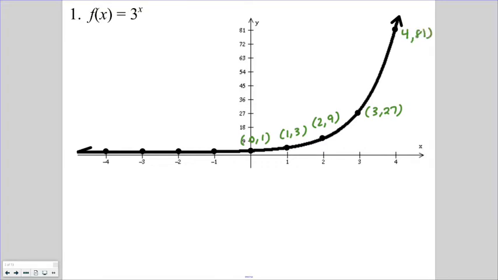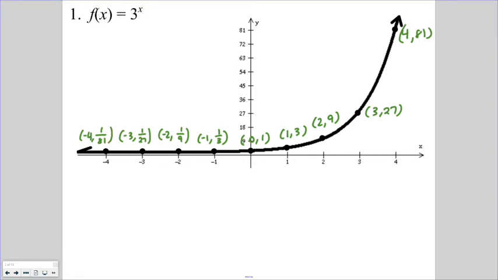And then going backwards, this is negative 1, and then that's 1 over 3. That's 3 to the power of negative 1, or 1 over 3. Negative 2 is going to be 1 over 9. It's 1 over 3 squared. Negative 3 is going to be 1 over 27. And then negative 4 is going to be 1 over 3 to the 4th power, 1 over 81. All right, so we've got all these ordered pairs.